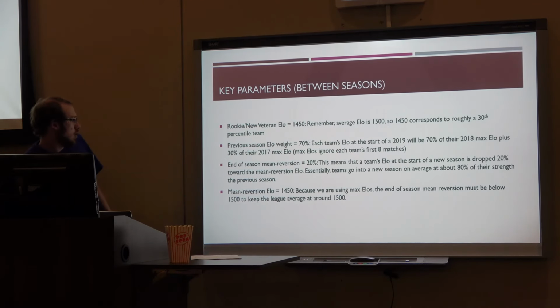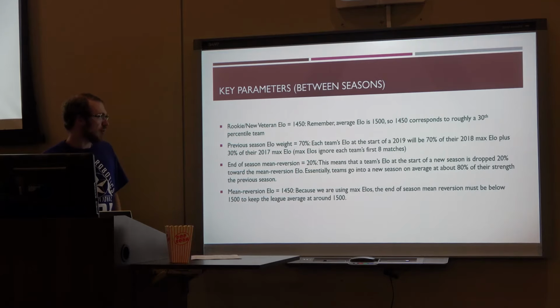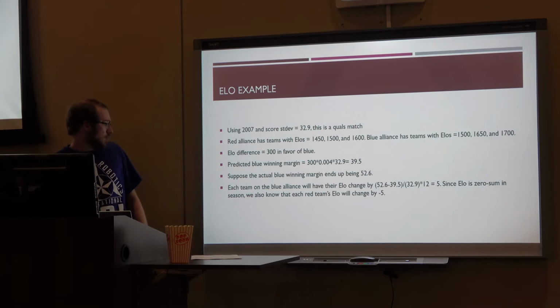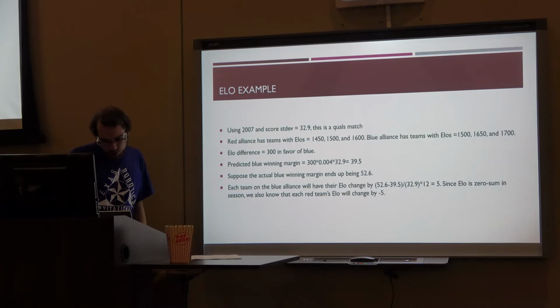Here are a bunch of parameters used between seasons to set seed values. You can go back and look at those if you want. Here's a quick ELO example. It's not as detailed as your worksheet, but it just works through how to see a team's ELO rating change up or down.